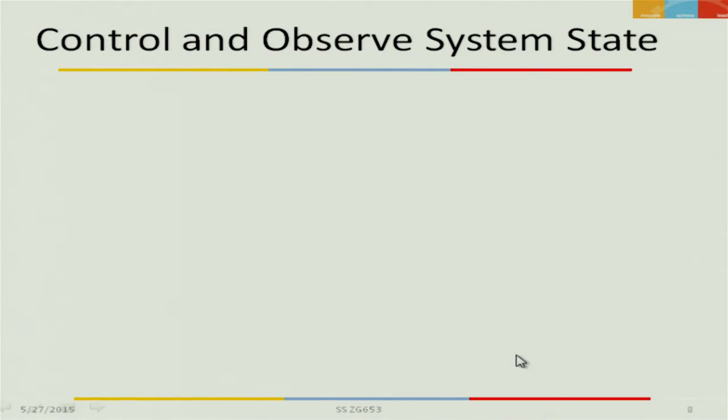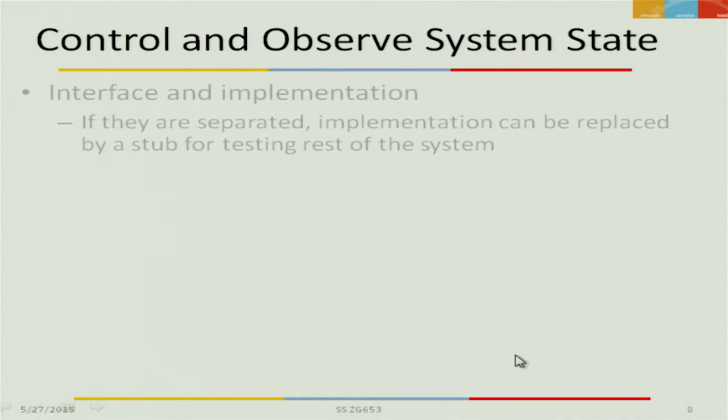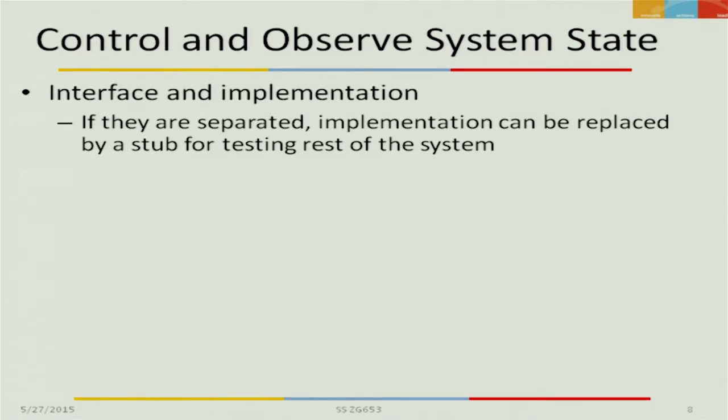Now let's look at the next category of controlling and observing the system state. Controlling and observing the system state is about the interface and the implementation. Now if it is well designed, then interface and implementation are typically separated, and if so, then the implementation can be replaced by a stub for testing the rest of the system.